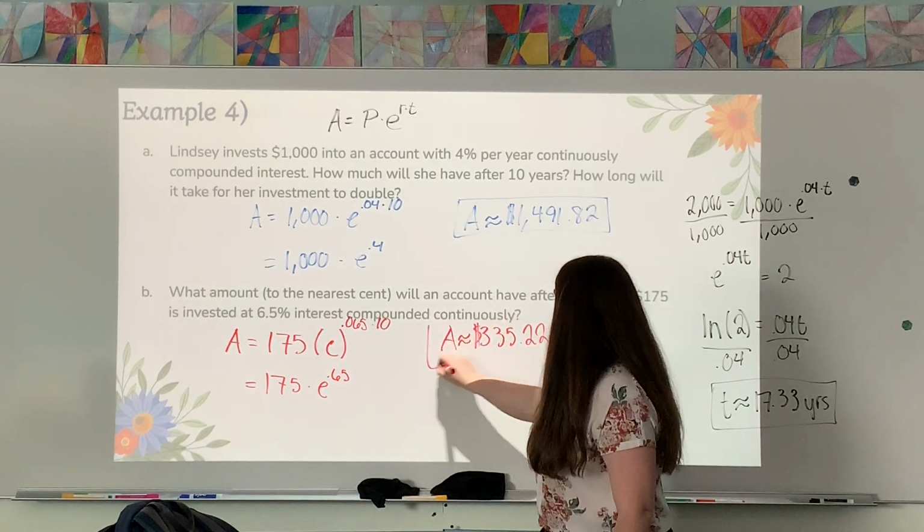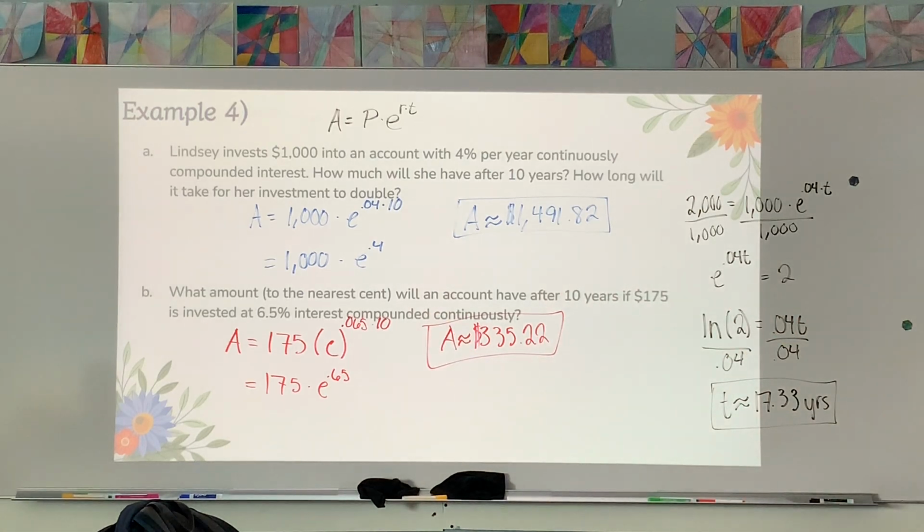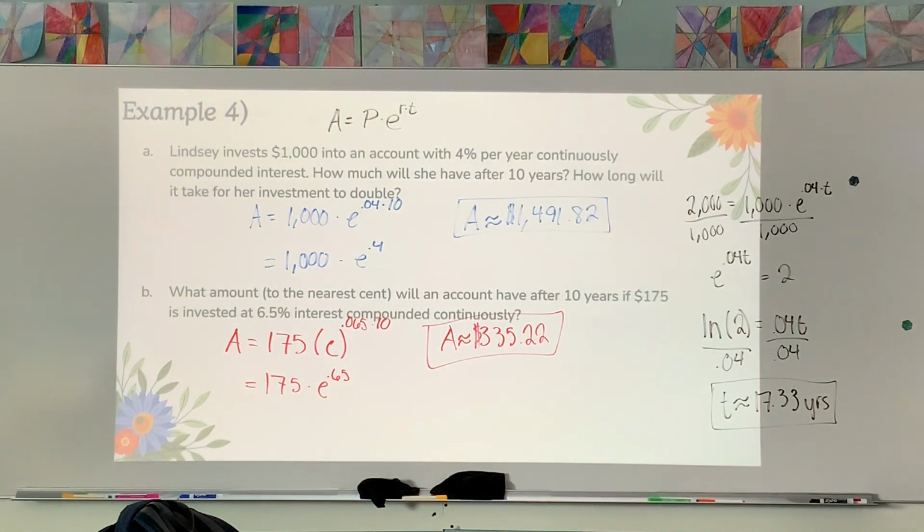We have $335.22 after 10 years with a continuous compound interest of 6.5%. That is where we are going to stop today. And that is actually the end of our unit.